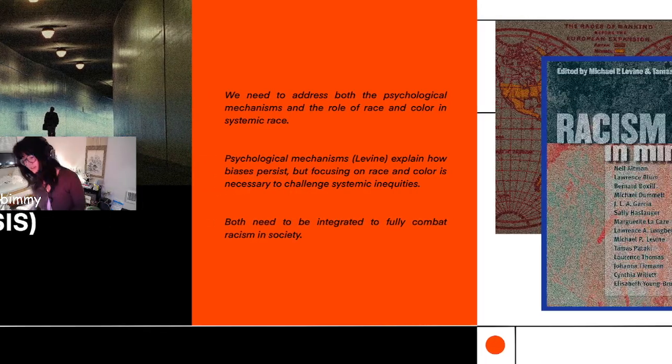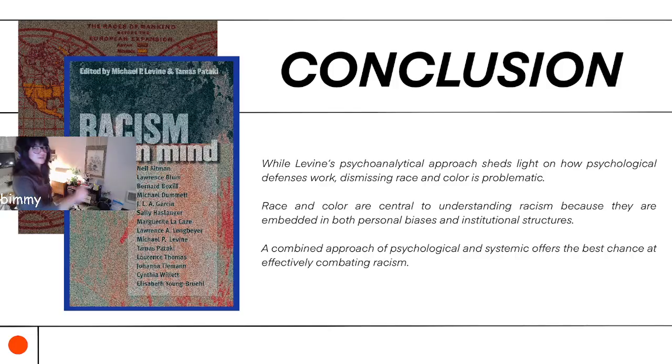So, in conclusion, everyone, while Levine's psychoanalytical approach sheds light on these psychological defense mechanisms, race and color are central to understanding racism because they are embedded in both personal biases and institutional structures. Makes sense, right? A combined approach of psychological and systemic offers the best chance at effectively combating racism.